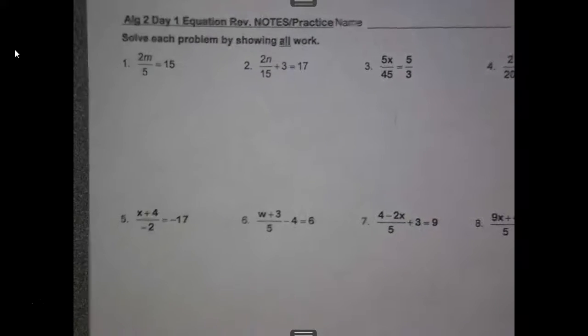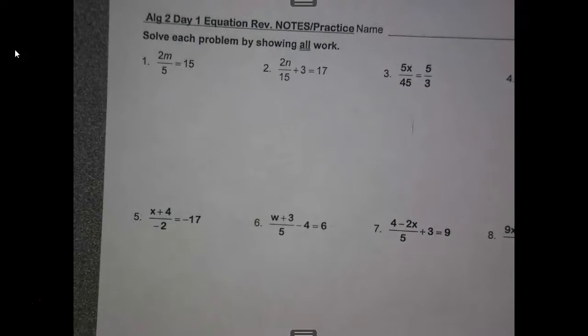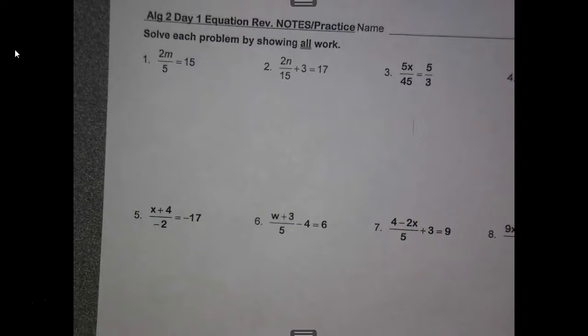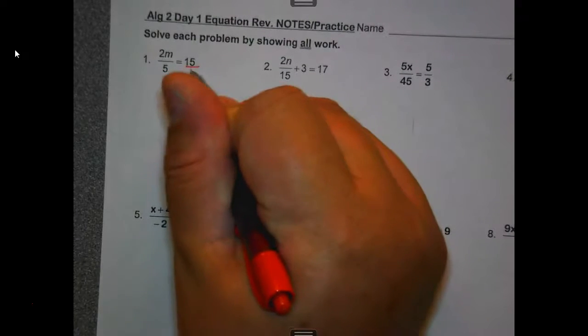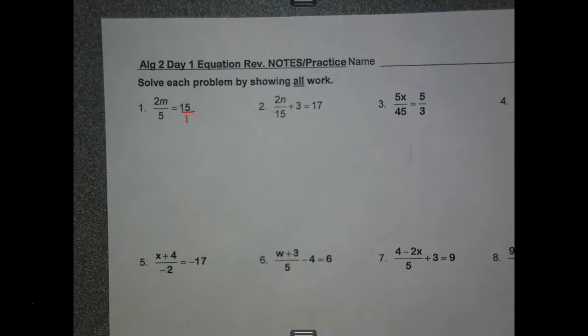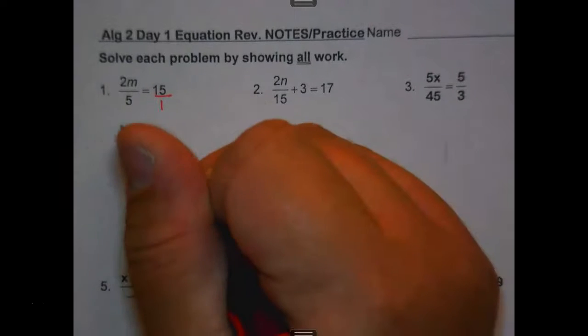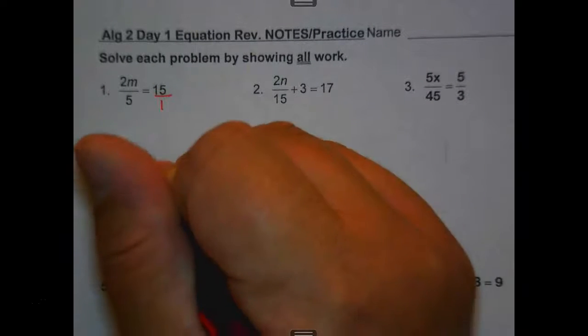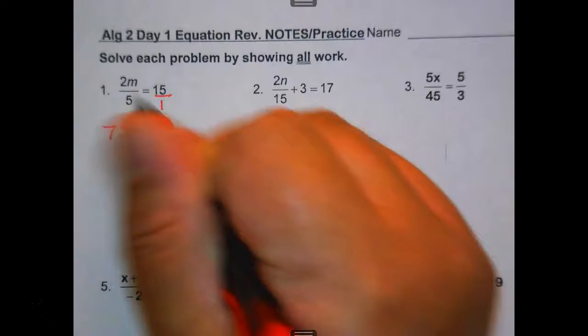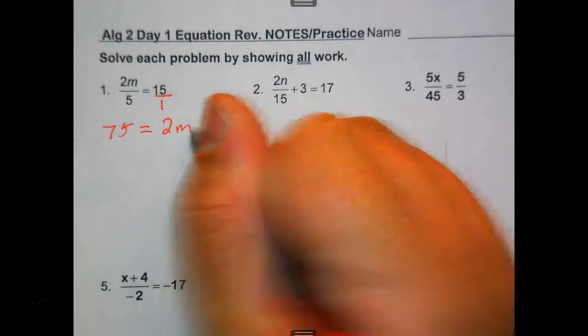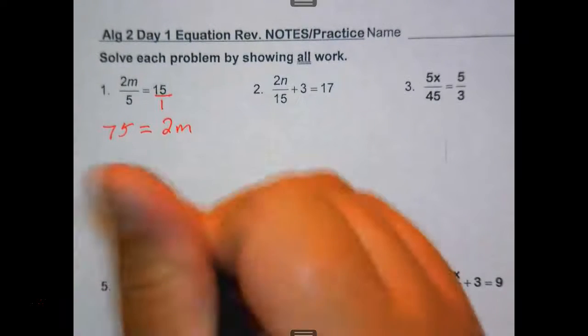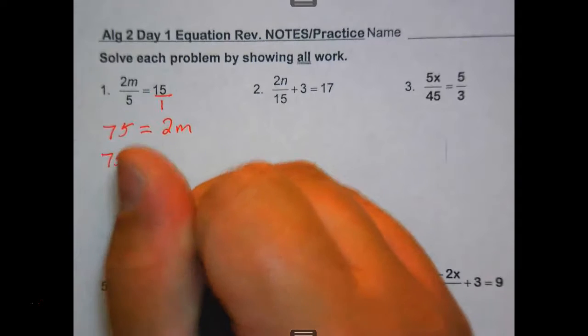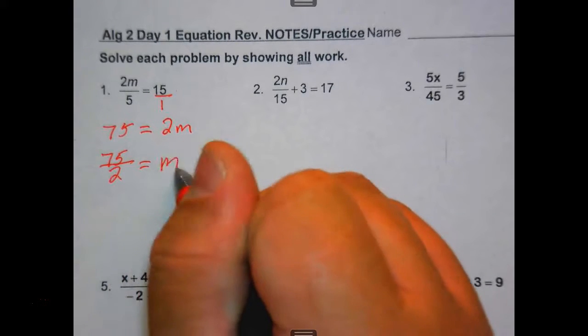You can do these several different ways. I have a fraction equal a whole number. You can make that a fraction and do cross multiplication. So 5 times 15, 75. 2m times 1 is 2m. And divide both sides by 2. 75 halves equals m.